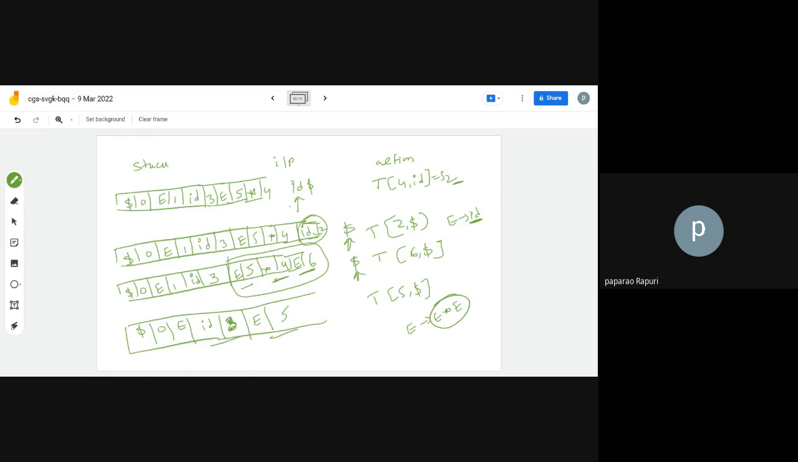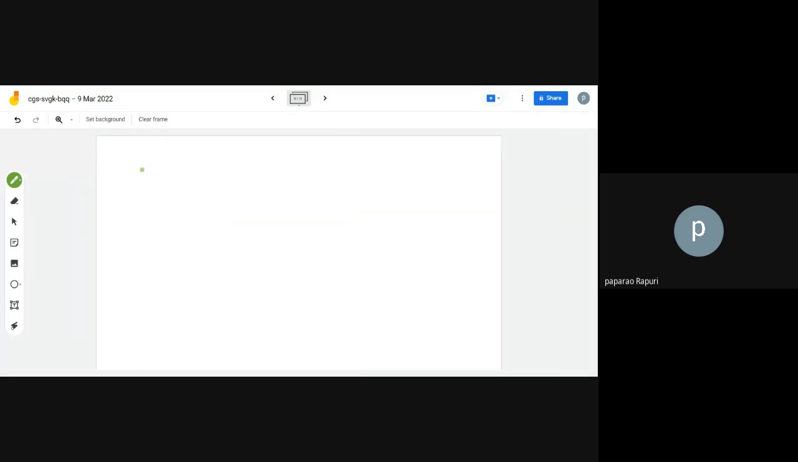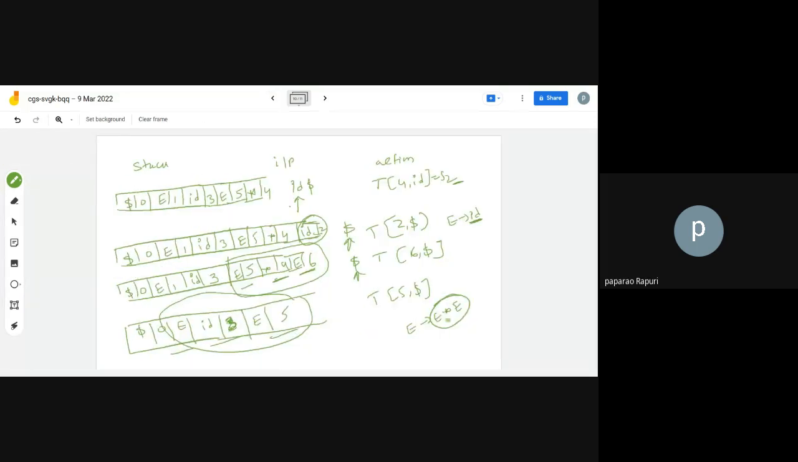2, 3. So finally we need to pop 3 symbols. So that is these 6, these 6 will pop. So finally, we'll have dollar and E. After popping, we need to push E comma 0.